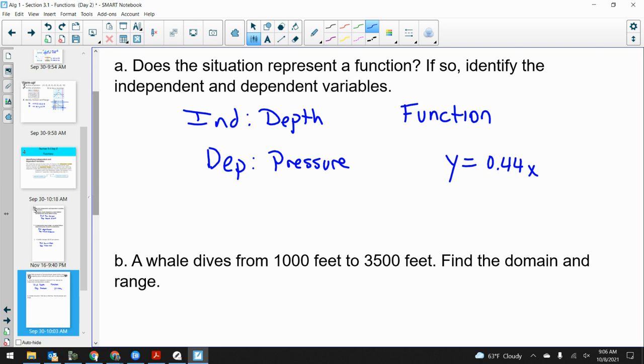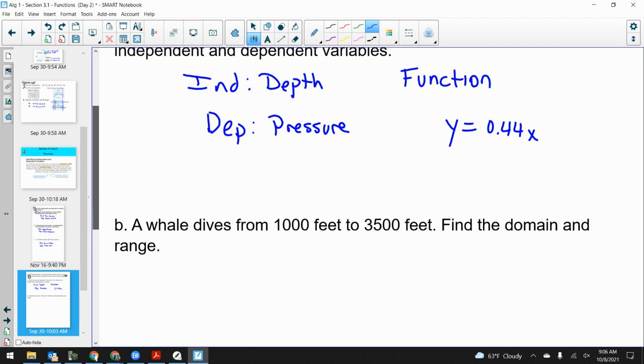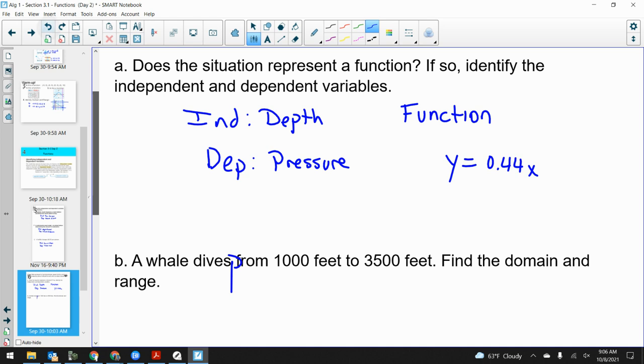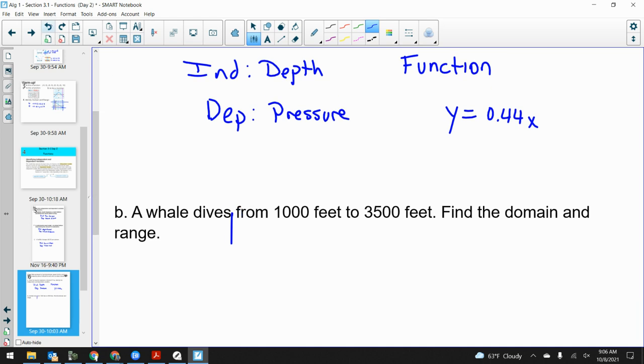Okay, what's my domain and range? Now, domain is the independent variable, right? So what's my smallest independent variable that I could possibly have? 1,000. What's my biggest? 3,500. Could I possibly have every foot in between there? Does it go between? Yes. So this is continuous. This is not discrete.